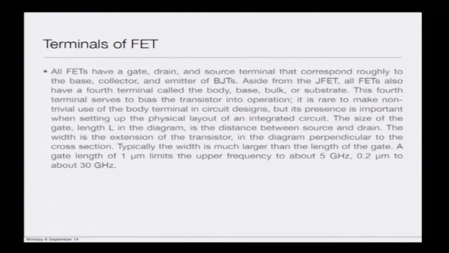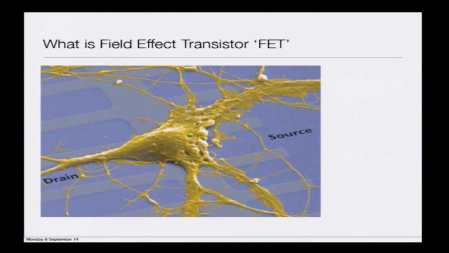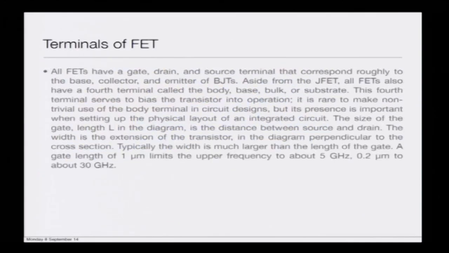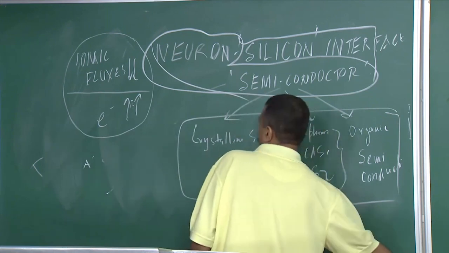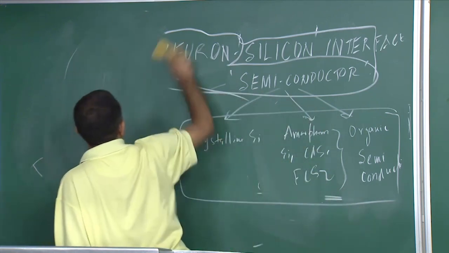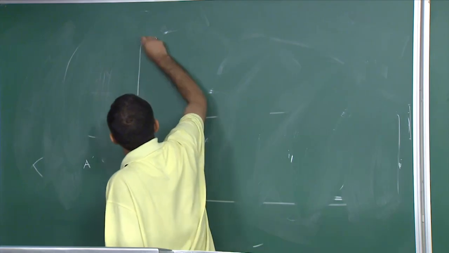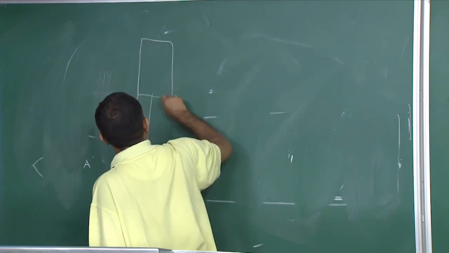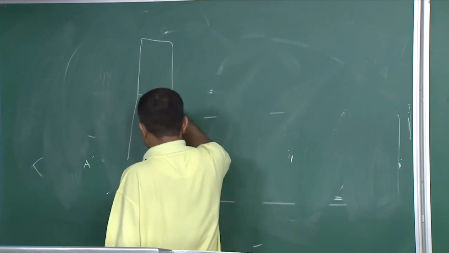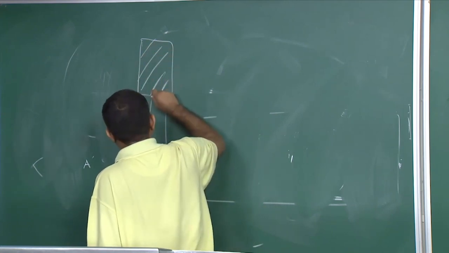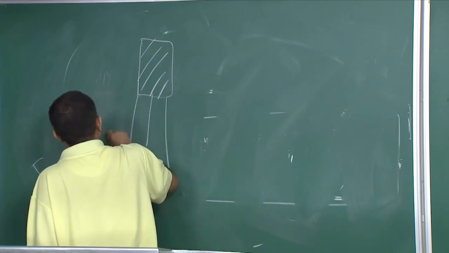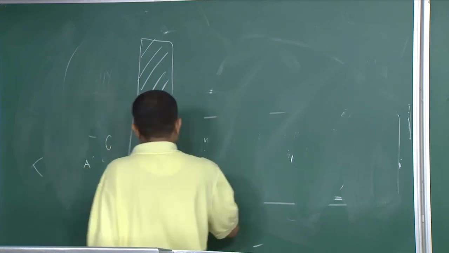Now, you saw something out there, there is a source and the drain and all those things. What are those? What really are the terminals of FET? Those of you who have seen simple transistors, if you see those old style transistors, you will see there are sometimes three, sometimes four leads coming out. This is the transistor here, and these are the leads which are coming out. One is a collector, one is an emitter, one is a base.